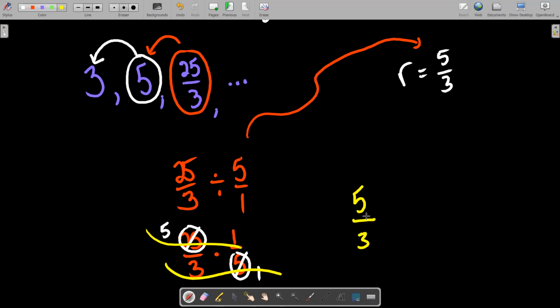In a true geometric sequence, you'll get the same answer to the division problem, regardless of which term you divide by the term before it. If Mr. Roscoe could find the 7th term of this sequence and she divided it by the 6th term, guarantee you she'd get 5/3. That's a true geometric sequence.